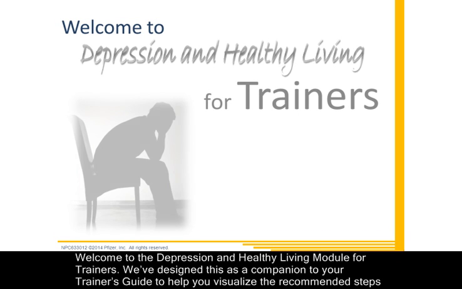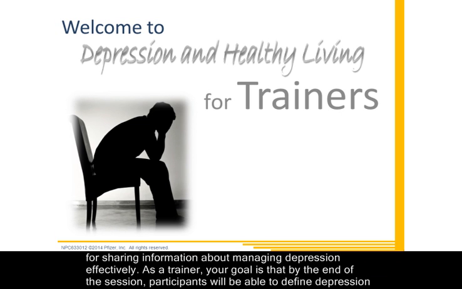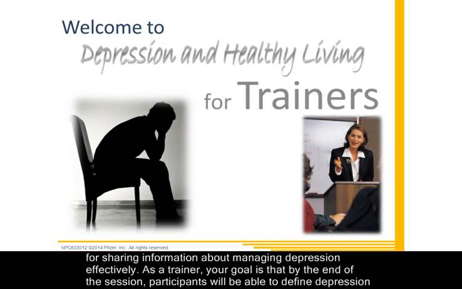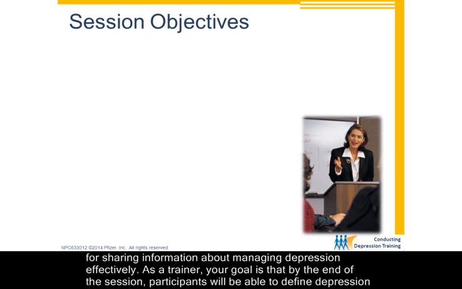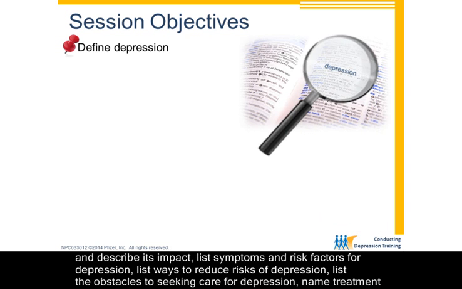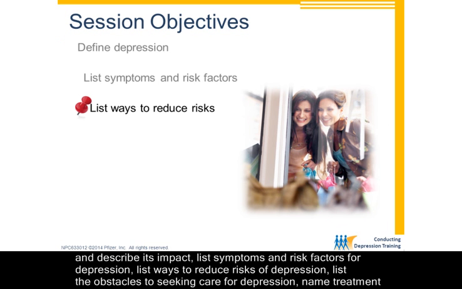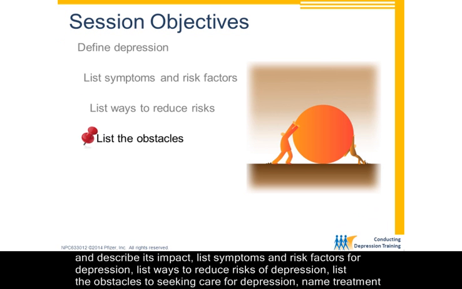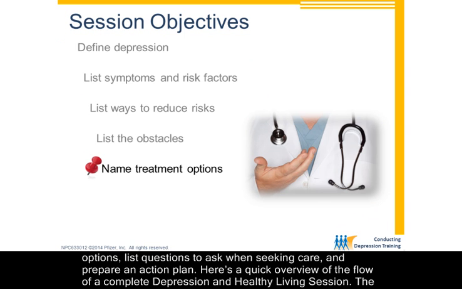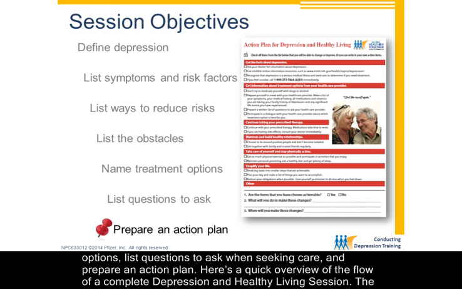We've designed this as a companion to your trainer's guide to help you visualize the recommended steps for sharing information about managing depression effectively. As a trainer, your goal is that by the end of the session, participants will be able to define depression and describe its impact, list symptoms and risk factors for depression, list ways to reduce risks of depression, list the obstacles to seeking care for depression, name treatment options, list questions to ask when seeking care, and prepare an action plan.